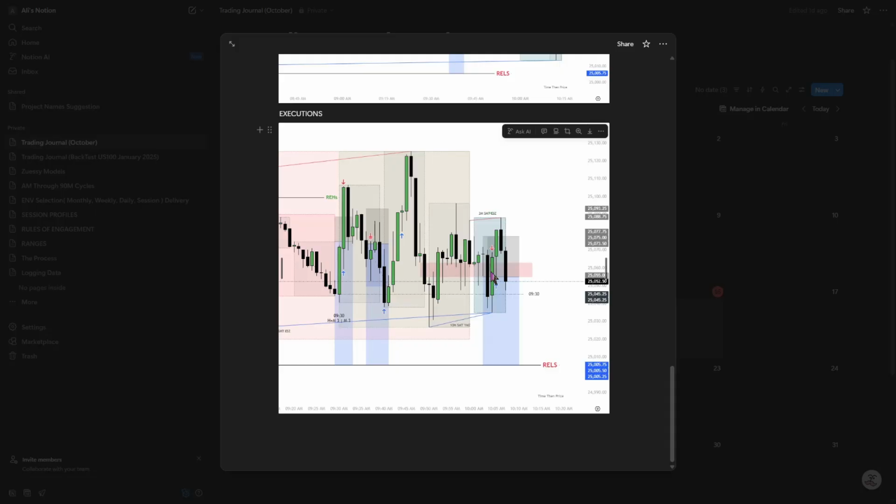Then I waited a little bit until 10:10, and then I entered again when we made this big down candle over here, and it gave me a loss of almost 390. So that's why I'm minus 190 on the day. But let's look at the chart now.